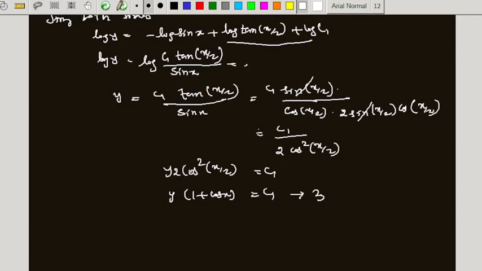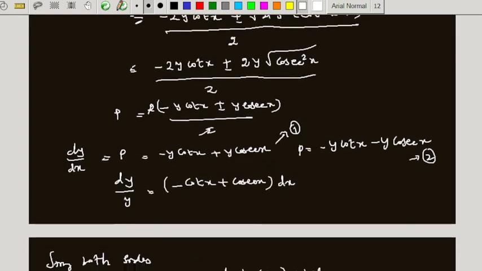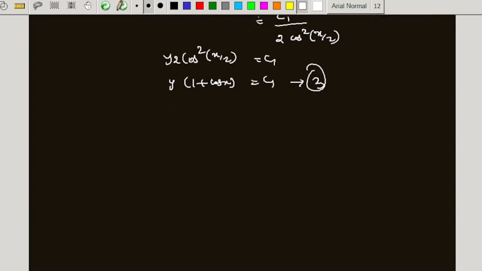We consider this as equation number 3, and equation number 1 and 2 are this one. This is equation number 1 and this one is equation number 2. Now here, the same way we simplify this one, we write the answer for the second term. dy by dx equal to minus y into cot x plus cosecant x.